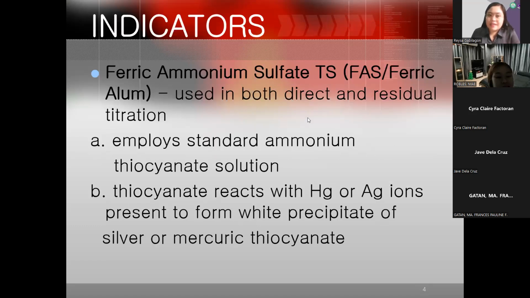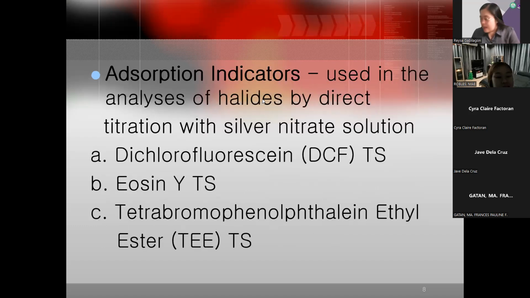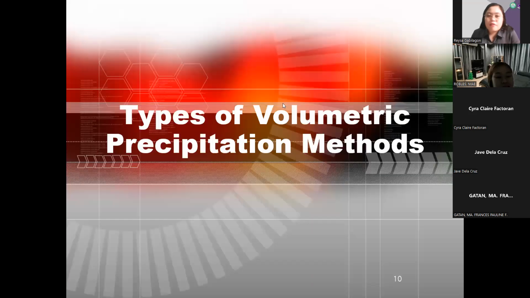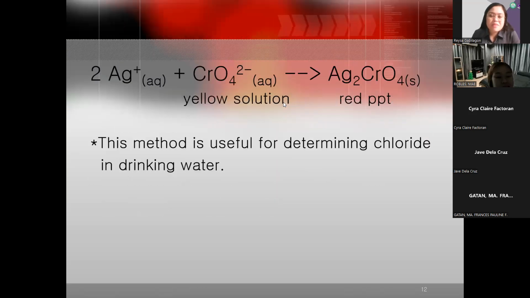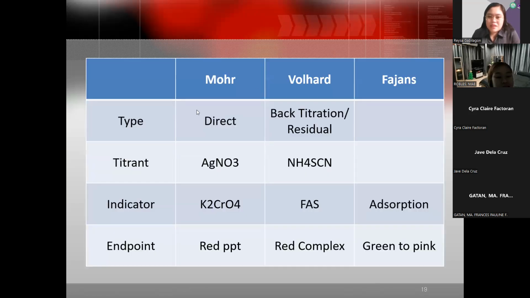So we only have 3, unlike the acid-base titration na masyadong marami. We only have 3, the ferric alum, the potassium chromate, and the adsorption indicators. These 3 are used for volumetric precipitometry, wherein we have 3 types also. So this one is summarized in the table. We have the Mohr, Volhard, and Fajans.